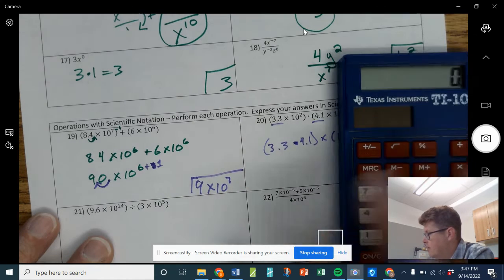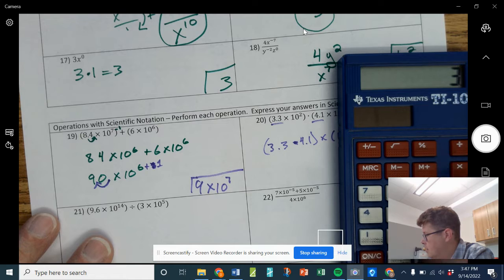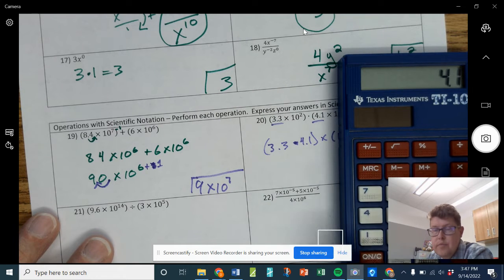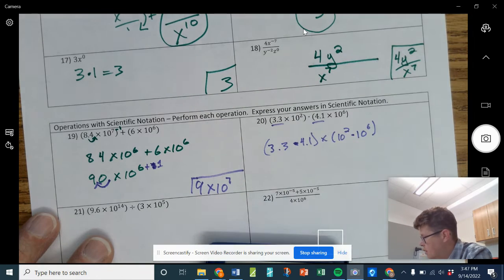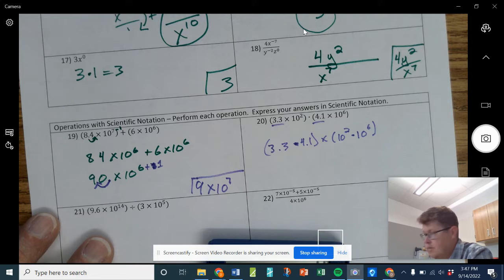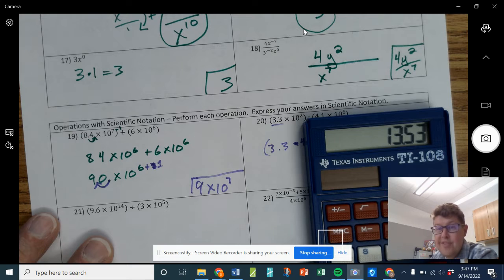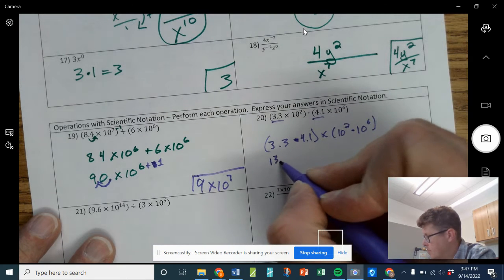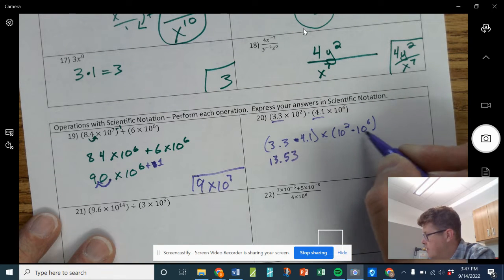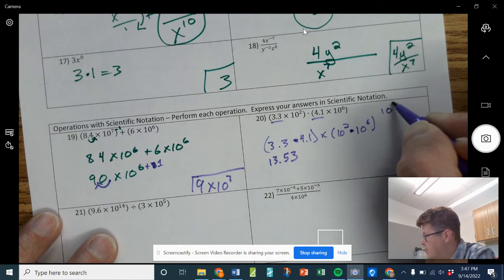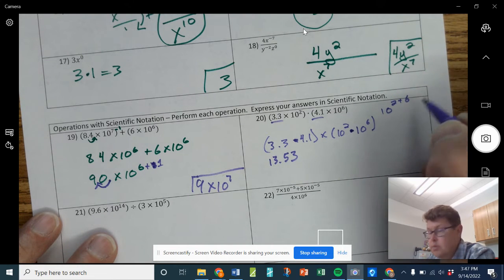So I'm just going to use a calculator. 3.3 times 4.1. Right, double check that. Let's see, 3.3 times 4.1. Gets us 13.53. And then 10 squared times 10 to the 6th means 10 to the power of 2 plus 6, which is 10 to the 8th.